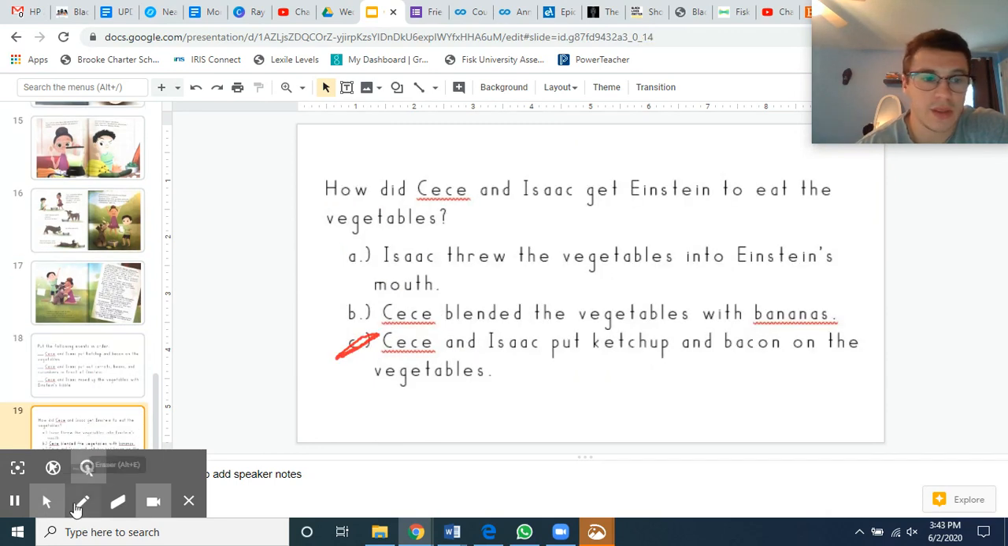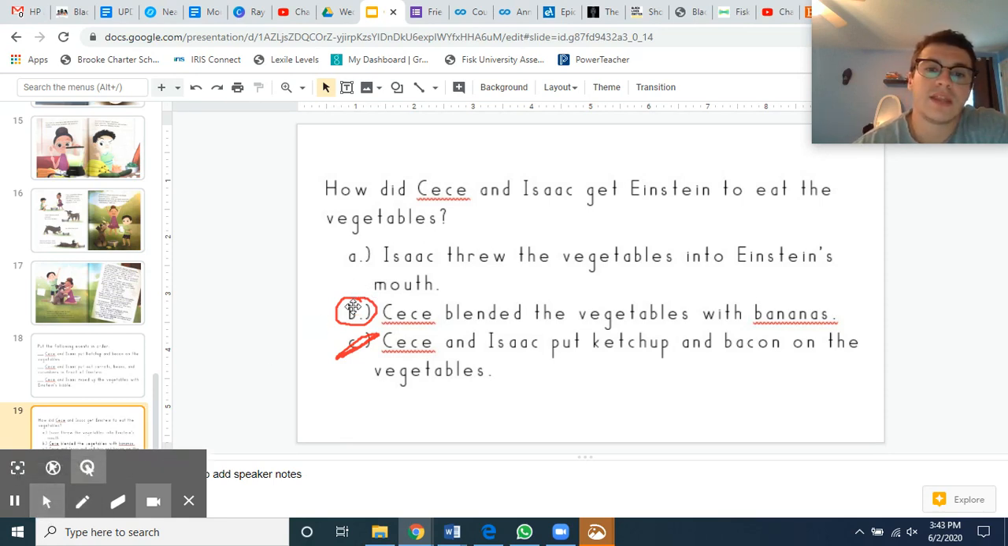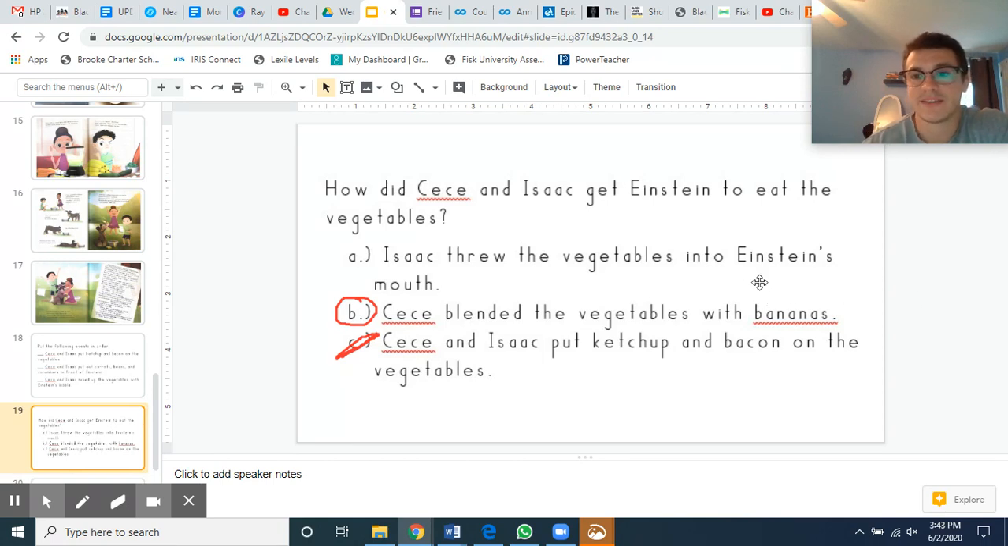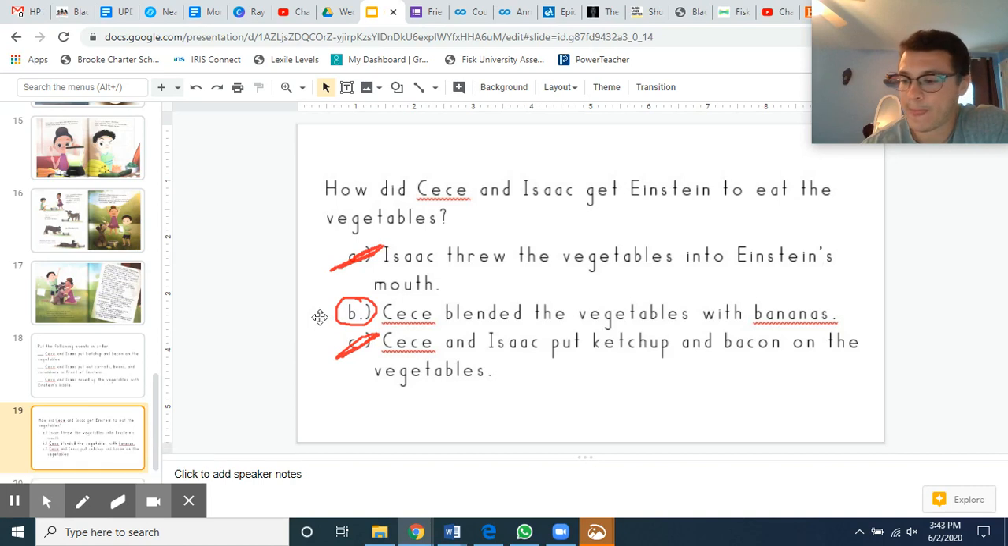Nope, wrong question. So we know that B is a correct answer. Now, option A, Isaac threw the vegetables into Einstein's mouth. That did not happen when they blended the vegetables with bananas, and that was the only way that Cece and Isaac got Einstein to eat the vegetables. So we can cross this one out as well. So the only correct answer for this question is letter B.